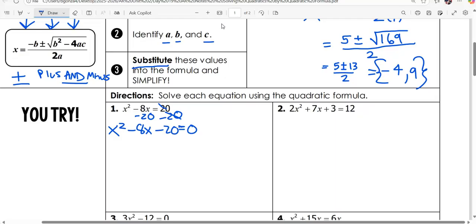All right, so check this out. A, B, and C. What's A? A is x. What's in front? If there's no number, it's a 1. What's B? Negative 8. What's C? Negative 20.